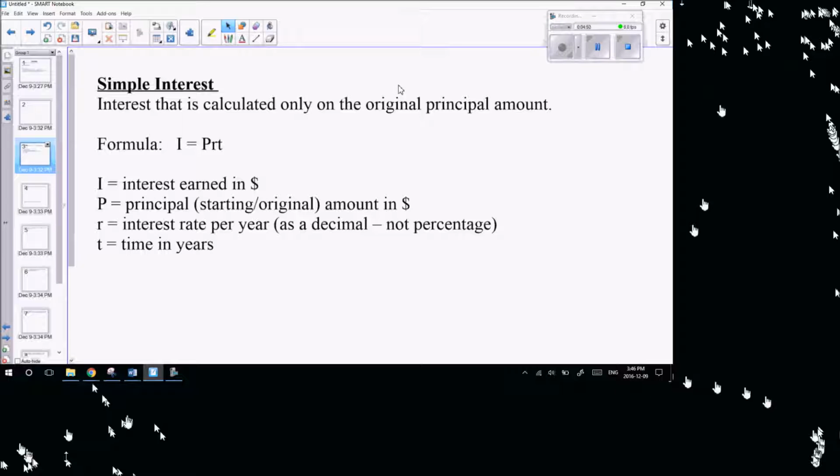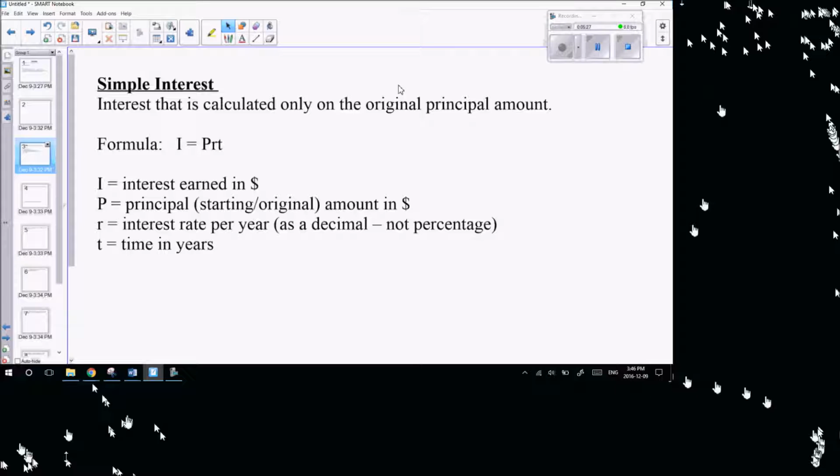So we're going to look at simple interest. Our definition is interest that is calculated only on the original principal amount. Remember that in the video we just watched, they talked about simple interest, but they also mentioned something called compound interest. Today we are just looking at simple interest. We'll look at compound interest tomorrow. So this interest is calculated only on the original principal amount, so only on the original amount that either you put into the bank or the original amount that you're getting as a loan. It's the amount that you're getting from the bank.